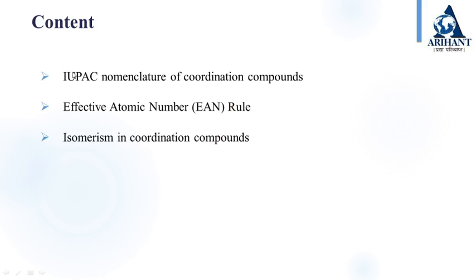Today we are going to learn coordination compounds. In the last video, we have seen what is meant by coordination compounds, what are the types of ligands, terms used in coordination compounds and Werner's theory of coordination compounds. Now we will see IUPAC nomenclature of coordination compounds, effective atomic number rule, that is EAN rule, and isomerism in coordination compounds.